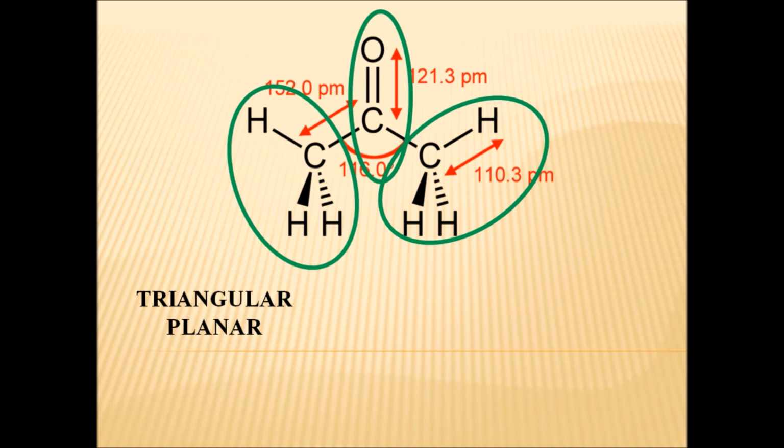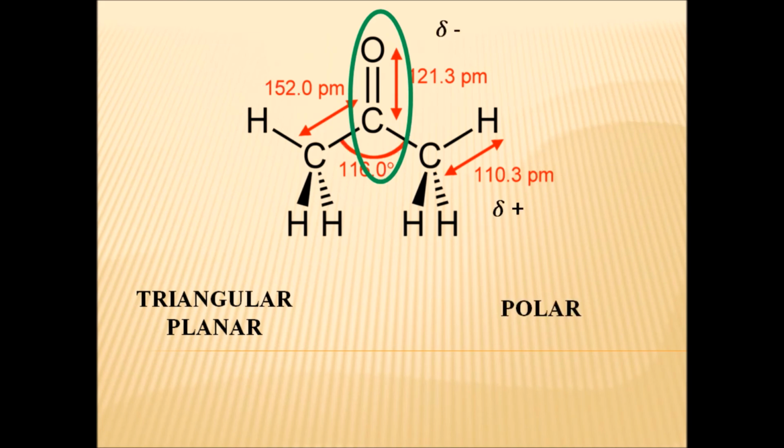The central carbon atom shares a double bond with the oxygen atom and a single bond with the other 2 carbon atoms. The other 2 carbon atoms share 3 single bonds with 3 hydrogen atoms, and the methyl group has a tetrahedral geometry. So acetone is a polar molecule.